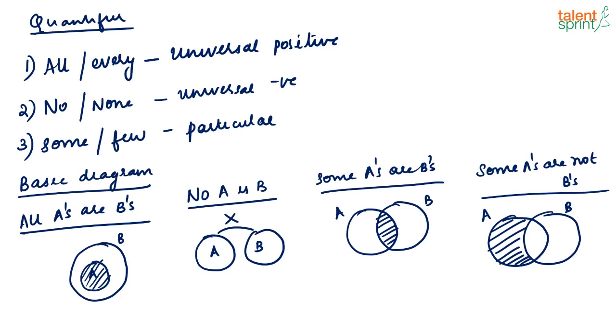Now these are the general four types of statements that will come in the question. Sometimes instead of all they will give you every, or sometimes instead of no they will give you none, that's all. But these are the main basic four statements whose basic diagram representation you should know. Now what is this basic diagram? A basic diagram is a diagram which involves minimal overlapping between two given sets.